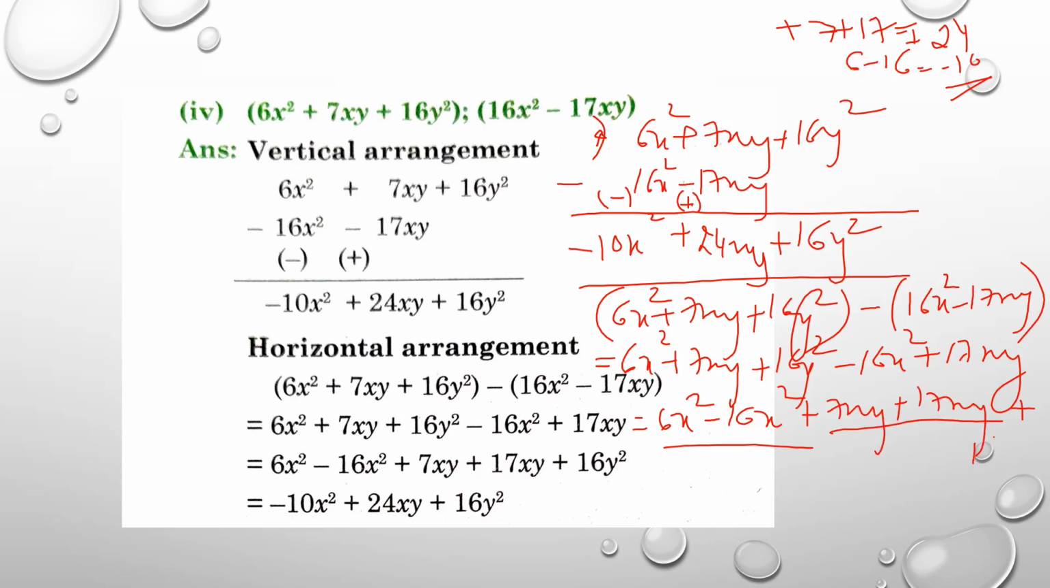Okay. Now plus 6 and minus 16 is what? Minus 10x square. Plus 7 and plus 17 is what? 24xy and plus 16y square. This is your answer.